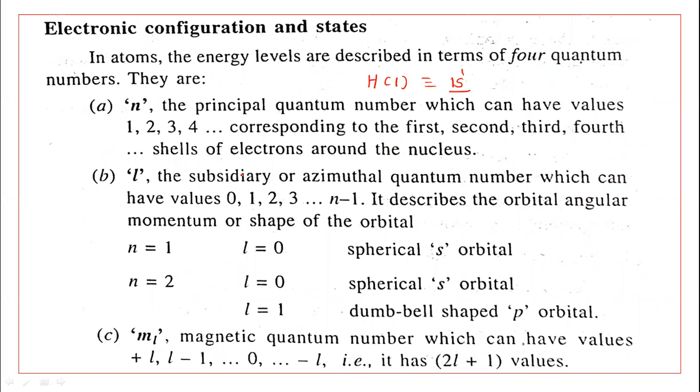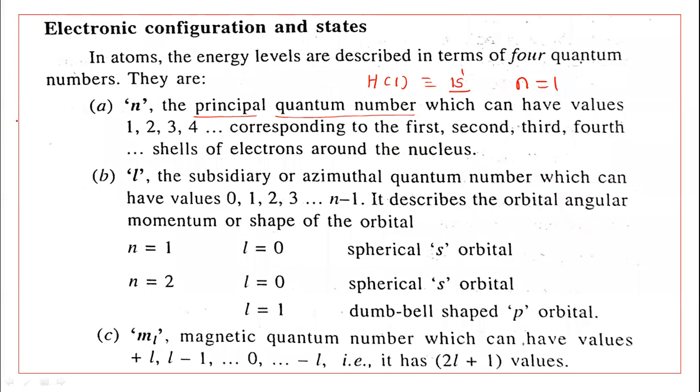The first quantum number is called the principal quantum number, or main quantum number. This principal quantum number describes the position of the electron in the energy level, in which energy level that electron is present. Now in case of the hydrogen atom, as it is having the electronic configuration 1s1, it means n equal to 1. So the electron is present in the first energy level. So the principal quantum number has the values 1, 2, 3, 4 like that.